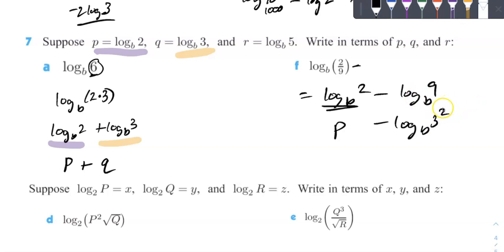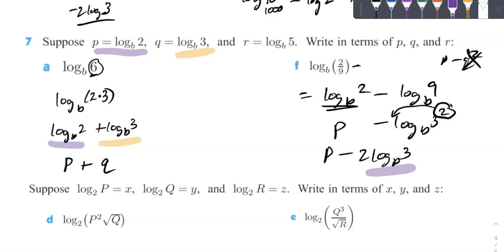And then here, the normal mistake most people make is they'll look at this and they'll think, oh, it's Q squared. It's not. So this is not P minus Q squared. Bad. What you gotta do is move the power to the front. So you get P minus 2 log B of 3. And now I can rewrite this, so this equals P minus 2Q. So P minus 2Q is the answer, not P minus Q squared. Very important. You have to move the power to the front before you replace it.